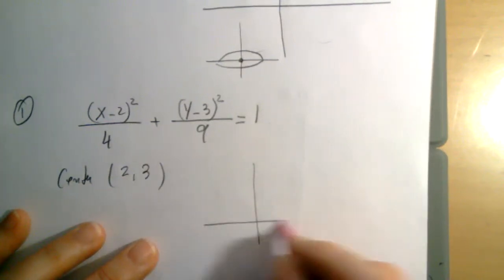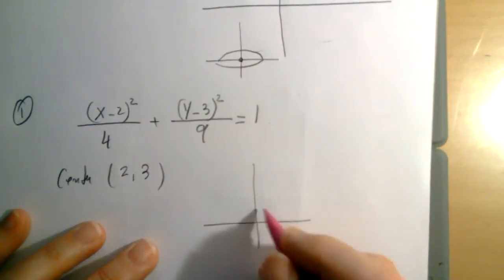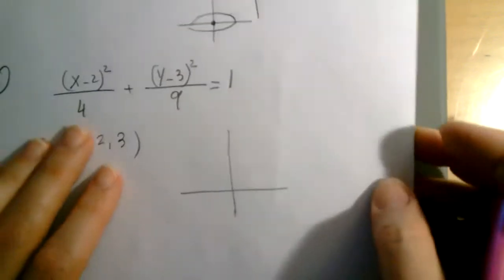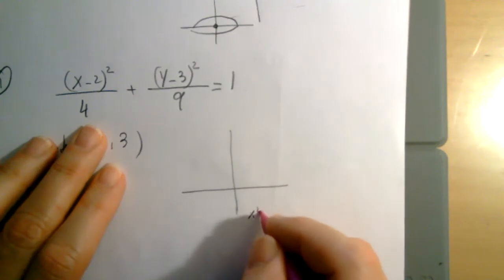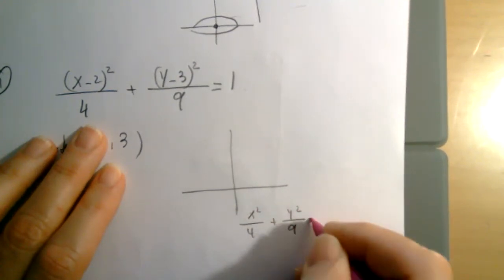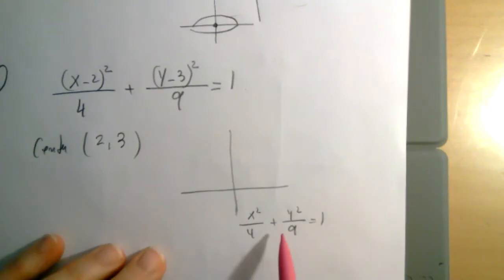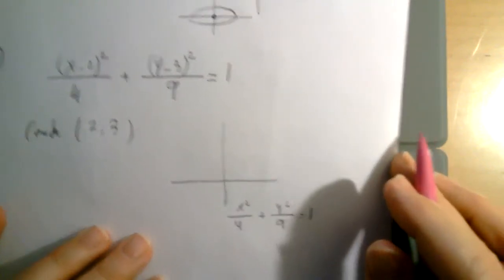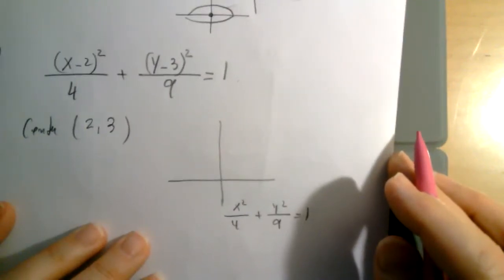You start with the standard one. The standard one is the one centered at the origin. So I'm going to draw this one here. That's not really what I want, but just to give you an idea. It's this ellipse.